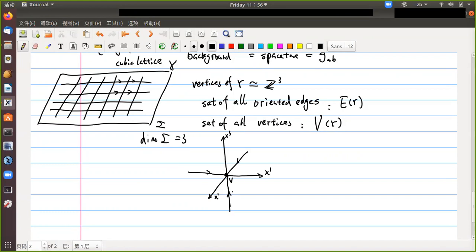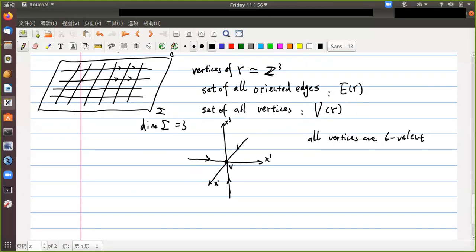Okay, so now you have in total 6 edges at the vertex. Which means all vertices are 6-valent. So you have 6 edges at each vertex.